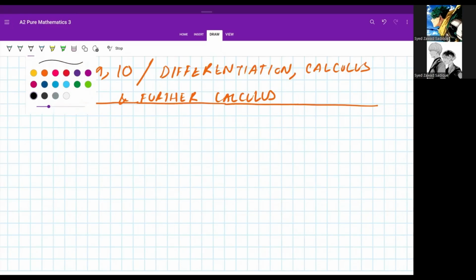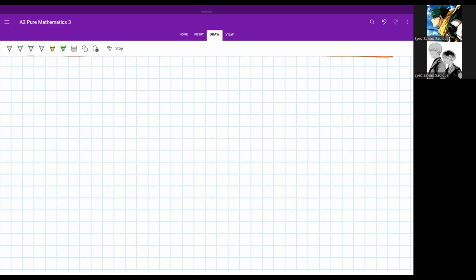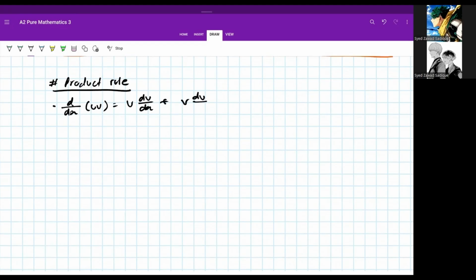So let's get down to differentiation. In differentiation, we have the product rule. The product rule, that is d by dx of uv is u dv by dx plus v du by dx.